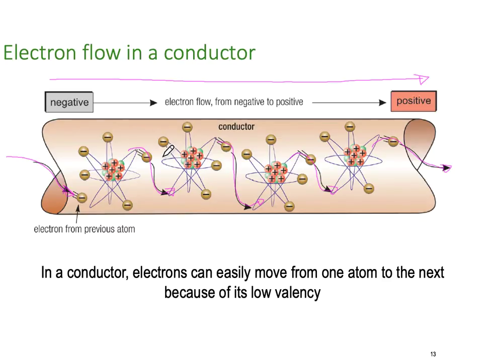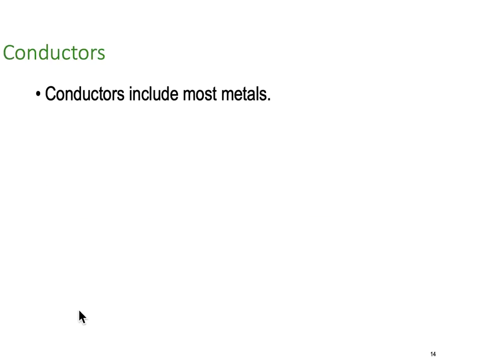In a conductor, electrons can easily move from one atom to the next, because they have a low valency number. So the lower the valence, the more spare electrons there are floating around the outside of each of the atoms that allow us to actually bounce charge, literally, from electron to electron to electron. So conductors. Conductors include most metals. So most metals have a low valence and spare electrons.